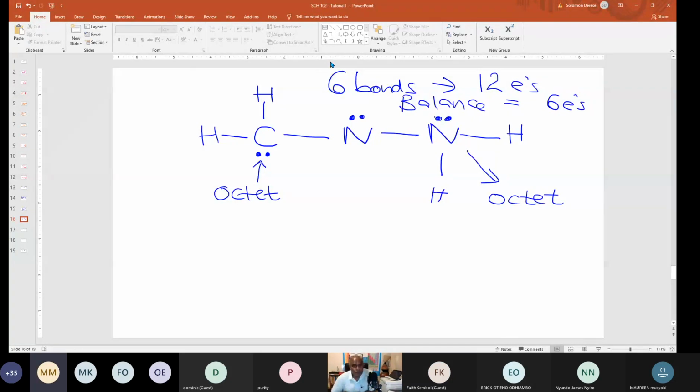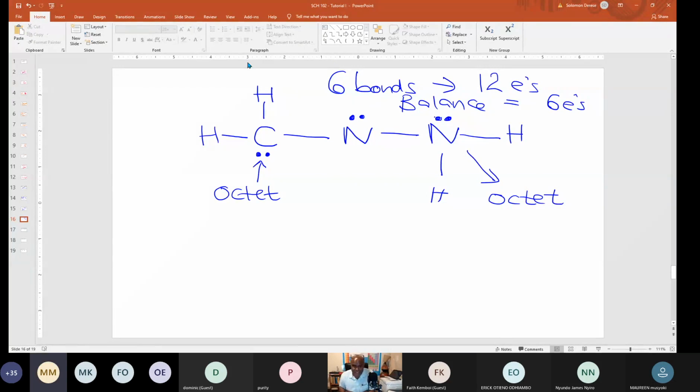Okay, now we have used all the 18 electrons. 6 of them we use as bonding electrons, 6 times 2, 12 electrons, and then 3 of them as lone pairs, 3 times 2, 6. We have used all the 18 electrons. We have fulfilled the octet of the carbon. We have fulfilled the octet of the nitrogen on the outside.